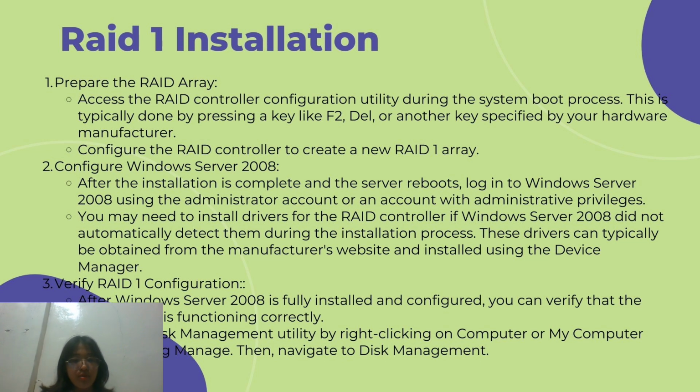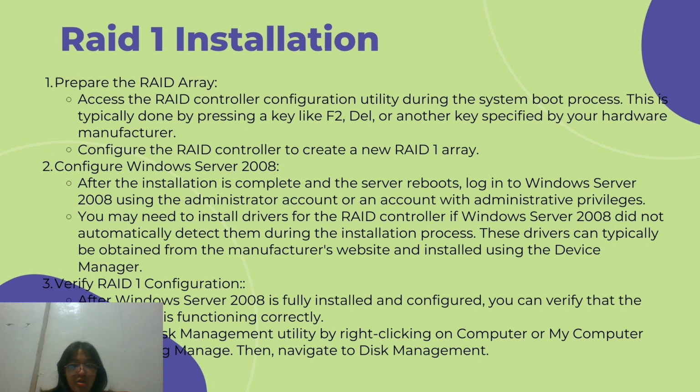Next is to configure Windows Server 2008. So dito, ida-download lang natin yung Windows 2008 sa ating PC. And of course, we need to create new Windows para doon natin i-install yung RAID 1. Next is to verify the RAID 1 configuration. After natin ma-install si Windows Server 2008, we can verify that the RAID array is functioning correctly by opening the disk management utility. So, i-right click lang natin yung My Computer and then select Manage. And then doon we can navigate to disk management.